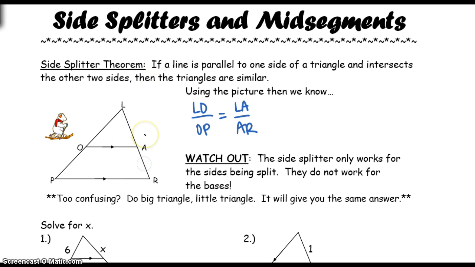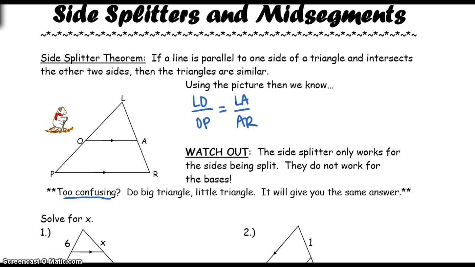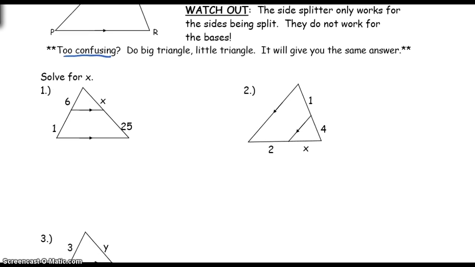Now here's the deal. Some students don't like it when we have a shortcut and then there's an exception to it and it just makes it confusing for them. So if you are one of those people, if this is too confusing, you can still do big triangle, little triangle, and work it out that way. It'll still give you the same answer. Now I'm going to use side splitter theorem when I can because it's a shortcut, but you can always do big triangle, little triangle, and get the same answer today. All right? So let's go ahead and move down here.